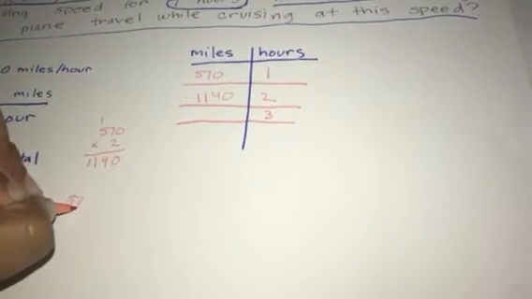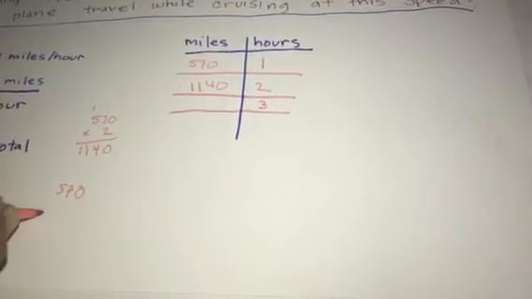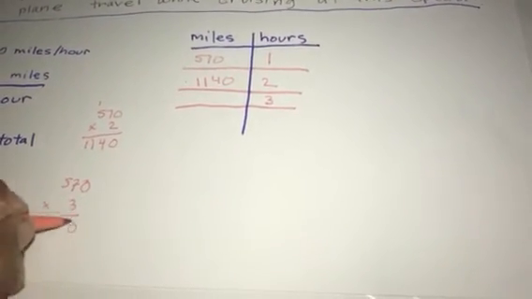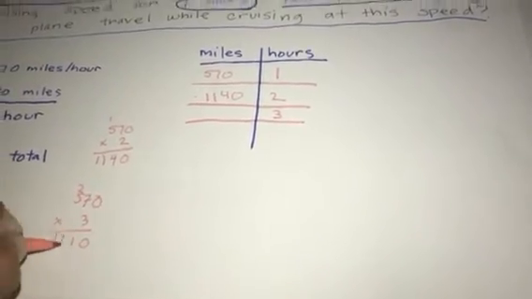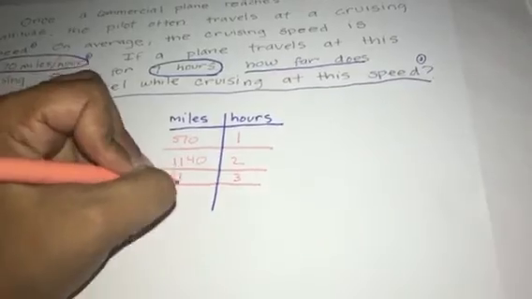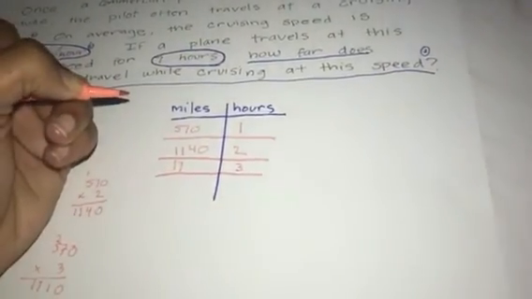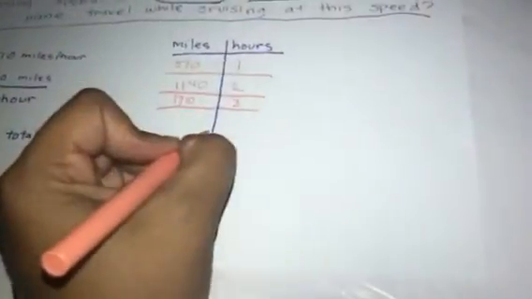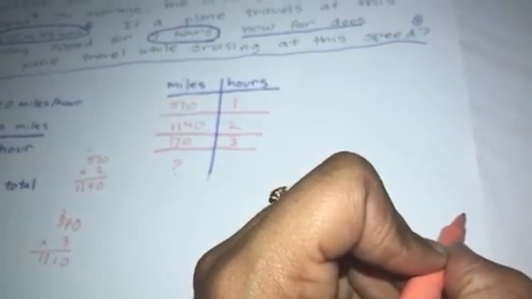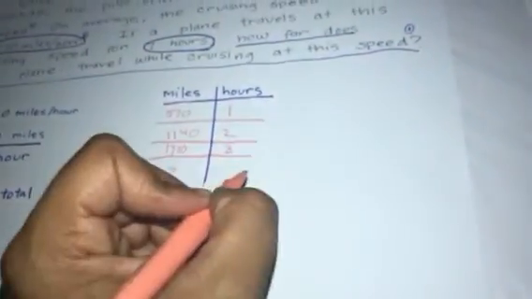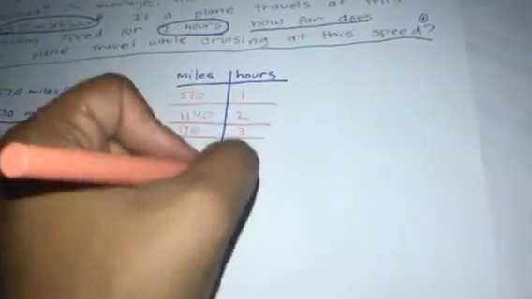So the way I would show that, what I'd be doing is 570 times 3. 15, 16, 17. Which would get me 1,710. But that's not what the question's asking me. The question's asking me, how far does it travel? How far does a plane travel while cruising at the speed for 7 hours?